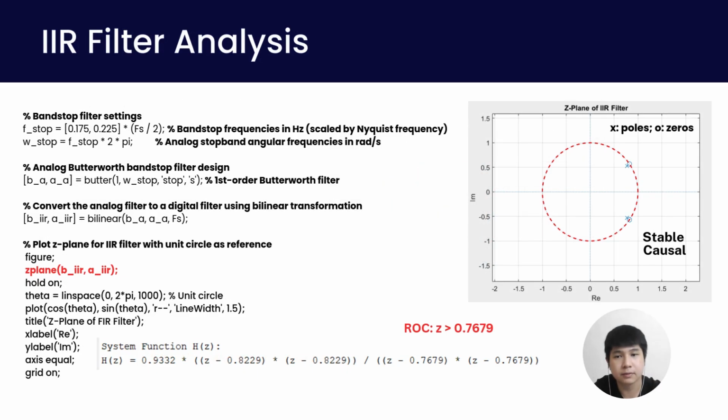While for the IIR filter analysis, we adopted a similar approach. At first, we set the IIR filter inside MATLAB, followed by the visualization of the poles and zeros of the filter using zplane(b_IIR, a_IIR). We also included the unit circle as a reference to check stability. Since it's not FIR, we need to check the ROC externally. The system function of the filter is shown below, and the ROC is determined to be Z greater than 0.7679. So the ROC is the region outside the radius 0.7679. So this is a right-sided ROC, and the system is causal. And since the unit circle is included in the region of convergence, the system is also stable.